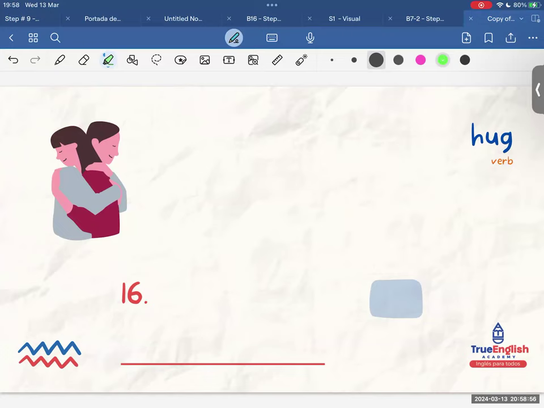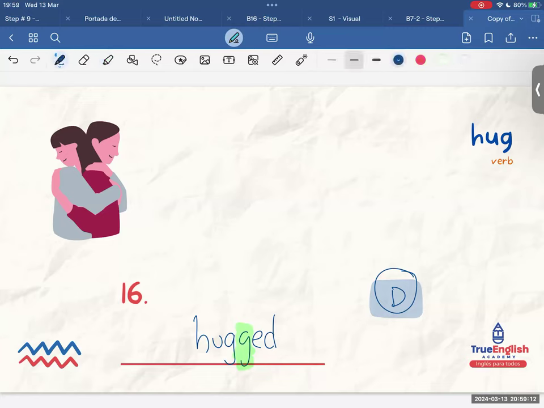Hug. With D. Hugged. Very good. Why double G? You remember? Why double G? Consonant, vowel, consonant. Is one syllable. One syllable. Perfect. Hugged. There you go.